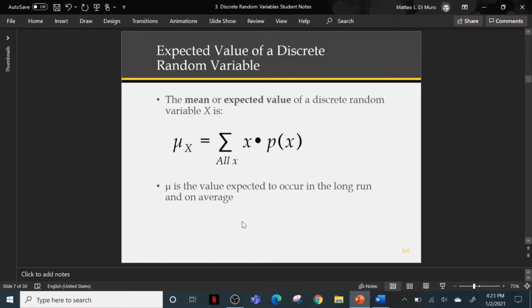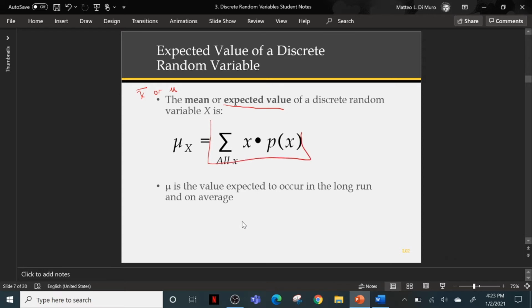So let me show you a formula maybe before we actually do a question. What is the expected value of a discrete random variable? Well, in previous weeks we talked about the mean, X bar, or if it was population, we'd say mu. The mean or expected value of a discrete random variable is defined as such.